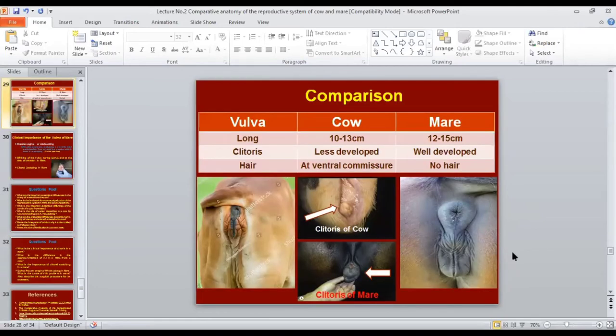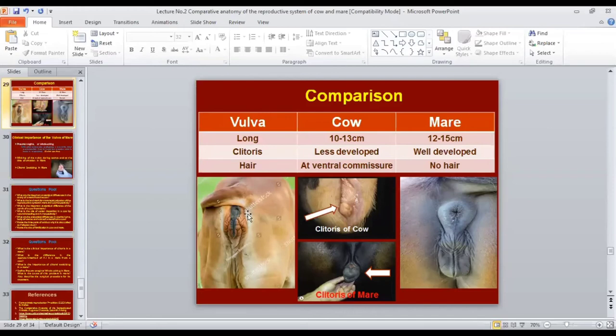Then, as for the comparison of the vulva of the cow and the mare, there is not too much difference in the size of the vulva. But the difference is in the clitoris. In the cow, the clitoris is less developed, but in the mare, the clitoris is well developed and rounded in shape. Another difference that someone can see visually is that the hairs around the labia of the vulva are present at the ventral commissure in the cow, but in the mare, you can see in this picture that the hairs are absent.